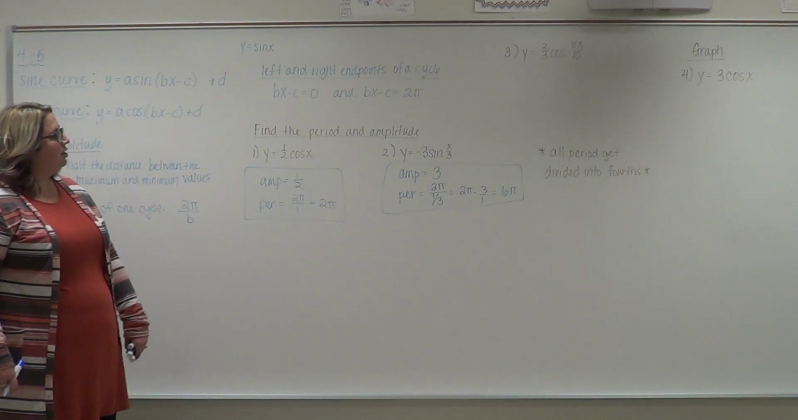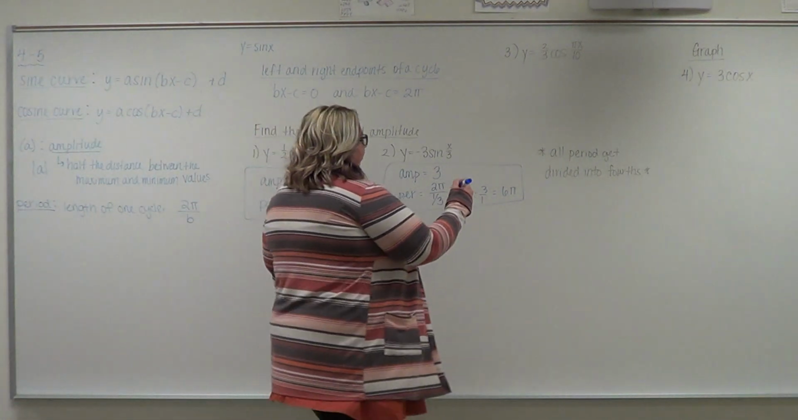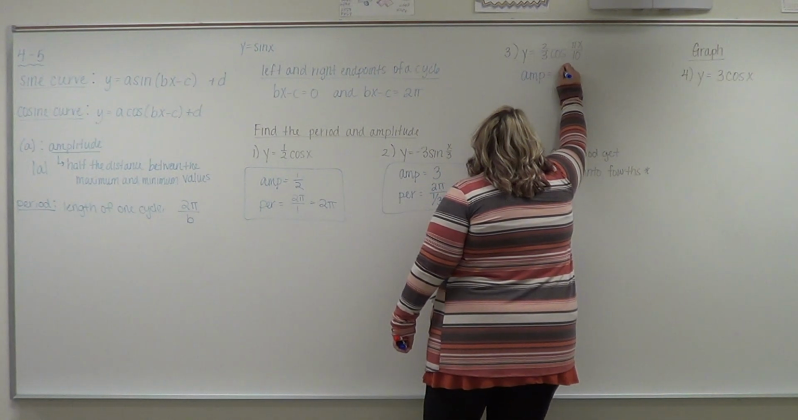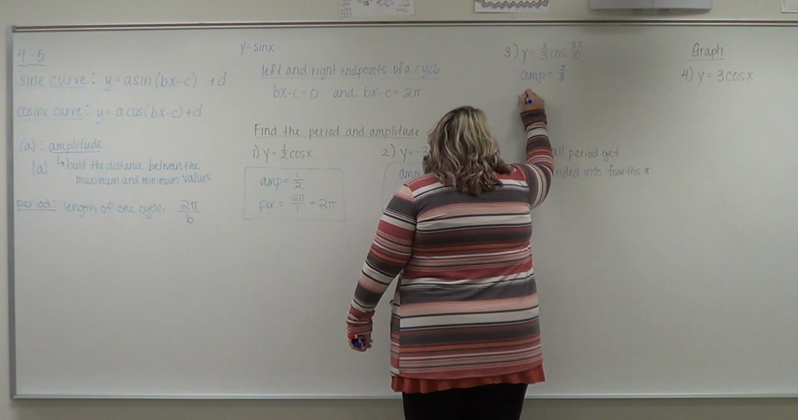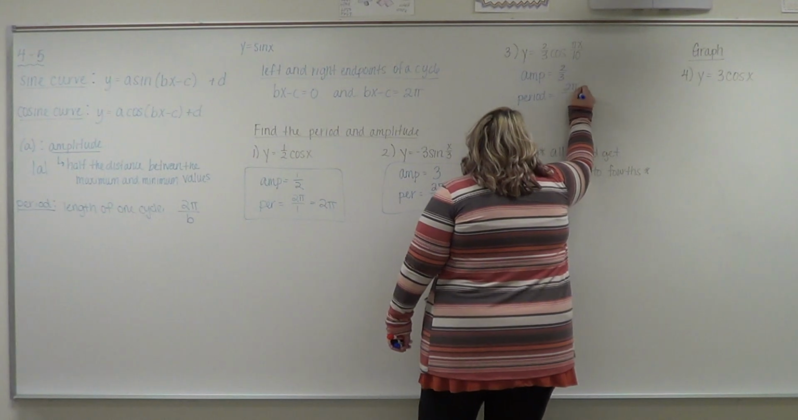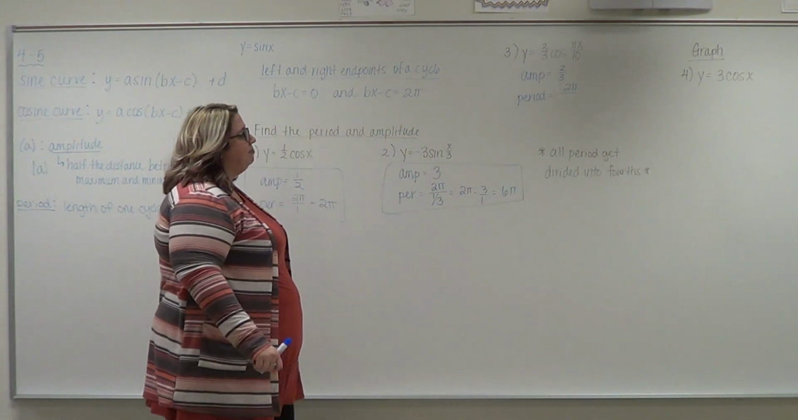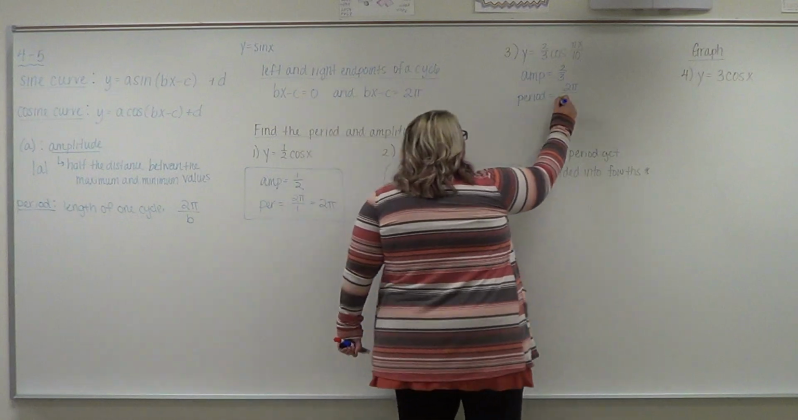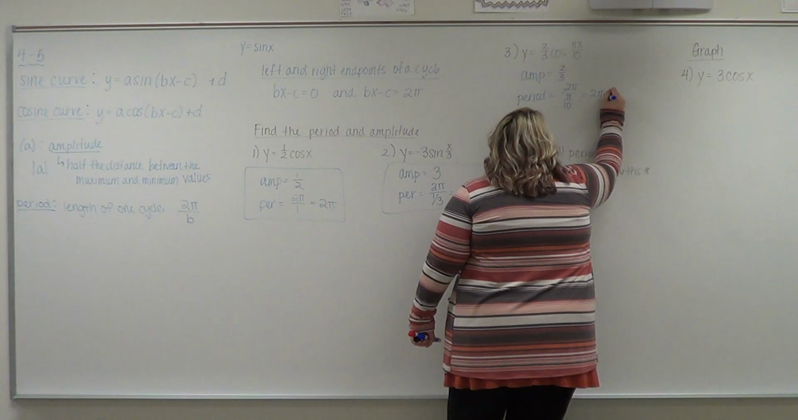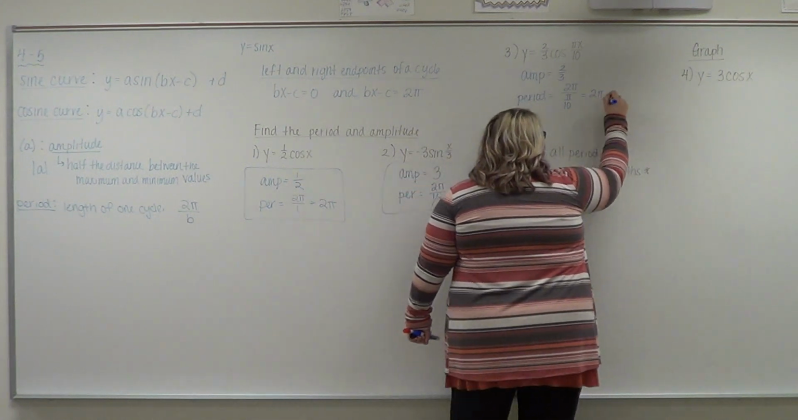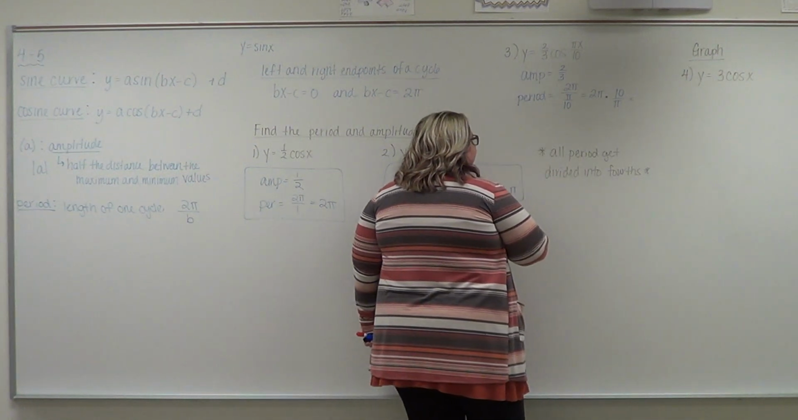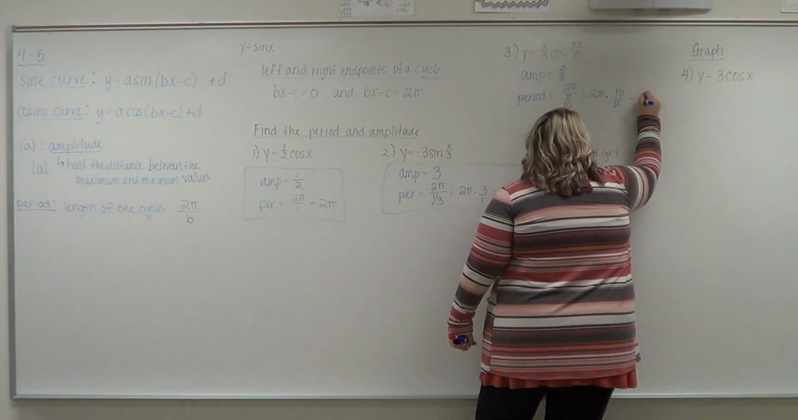One more of these. Amplitude for number 3? 2/3. Then to find the period, you take 2 pi divided by, what's my number in front of x this time? Pi over 10. Good. So this would be 2 pi divided by a fraction, same thing as multiplying by the reciprocal. So my pi's cancel, and my period would be 20.